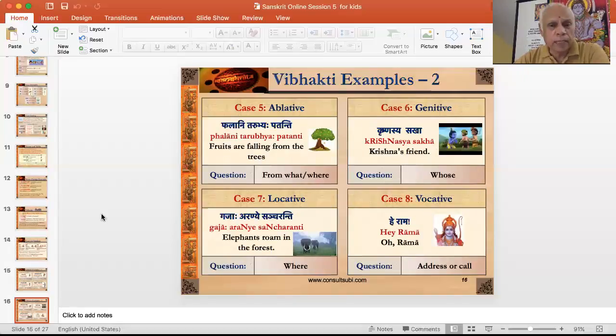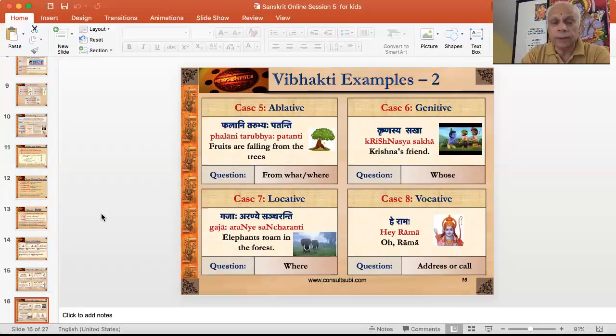Let's say the fifth case. It's called ablative case. You don't have to remember the names, but you should know how these sentences are formed in vibhaktis. Falani tarubhyaha patanti. Falani means fruits. Tarubhyaha, trees. Patanti, falling. From what? From where is it falling? Tarubhyaha becomes ablative case. Case 6, genitive case. It means whose? Question. Krishnasya sakha, like Ramasya. Earlier we saw Ramasya. It is case 6. Genitive. Whose? Krishnasya sakha, Krishna's friend. Ramasya bhrata, Rama's brother. Whose? That becomes case 6.